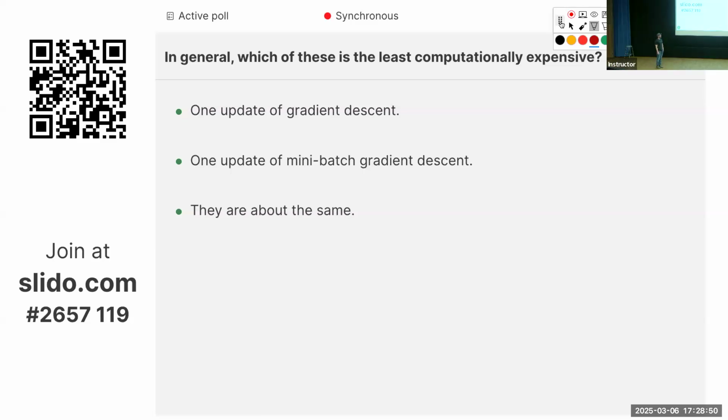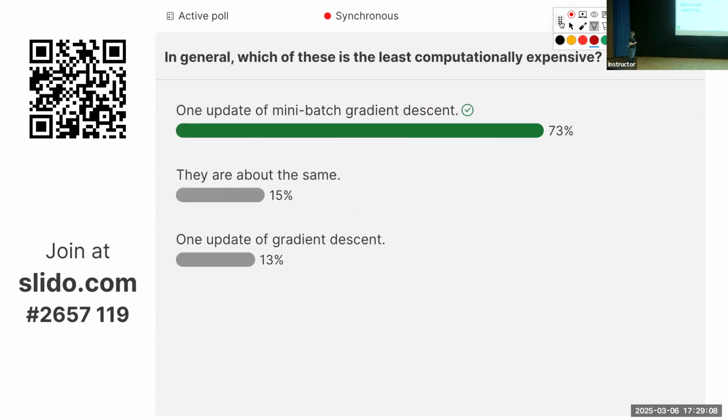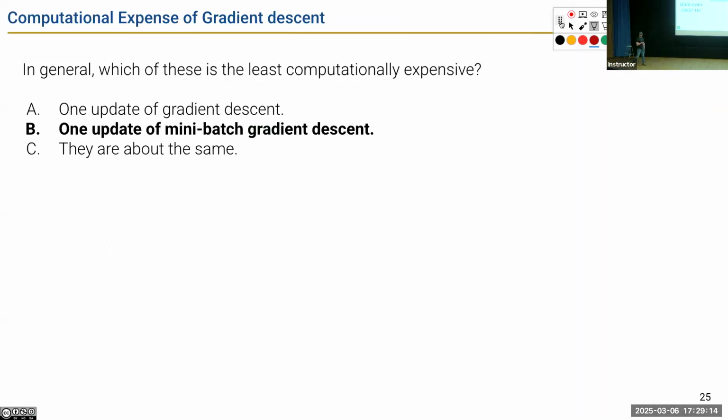All right, we've gotten up pretty high. So which of these is the least computationally expensive? This is what we've seen so far. One update of gradient descent, vanilla gradient descent like we've been talking about. We pass through all n data points. We get an exact gradient. We get one update. Mini batch gradient descent, how many data points do we have to pass through? Okay, so great. So one update of mini batch gradient descent is going to be less computationally expensive.